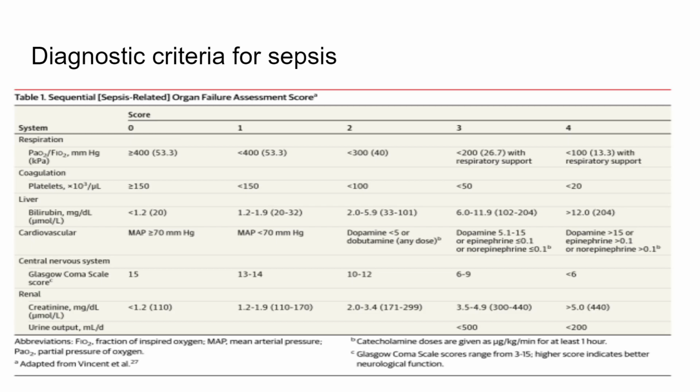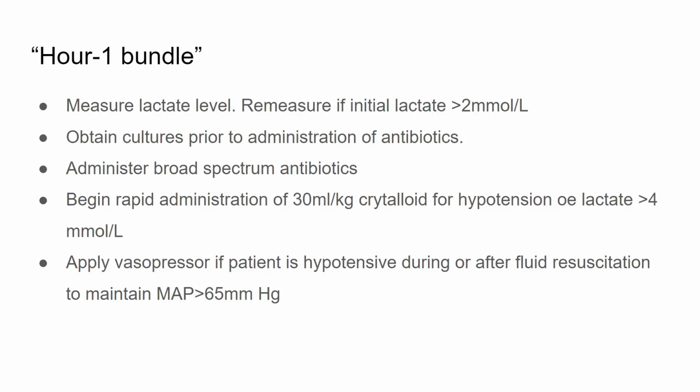For the diagnosis of sepsis, we use the SOFA score, which is the sequential or sepsis-related organ failure assessment score. It scores the patient on the basis of PF ratio, platelet count, serum bilirubin, cardiovascular parameters like mean arterial pressure, Glasgow Coma Scale, creatinine, and urine output. The 1 hour bundle. As soon as you receive a patient of sepsis, the following has to be done within 1 hour of receiving the patient.